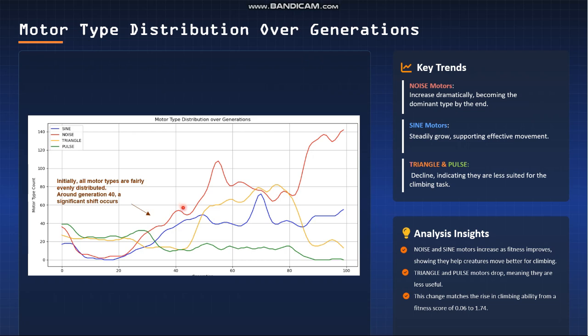Initially, all 4 motor types are fairly evenly distributed, but a significant shift occurs around generation 40. As you can see, the noise motor increased dramatically and became the dominant type by the end, while sine motors steadily grow and support effective movement. Meanwhile, triangle and pulse motors decline, suggesting they are less suited for the climbing task. This shift aligns with the observed fitness improvement, showing that noise and sine motors help the creature to climb better.